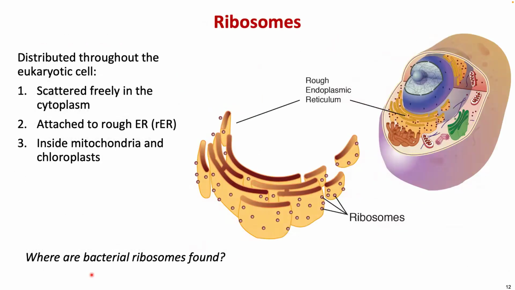They are distributed throughout the whole of the eukaryotic cell. They are scattered freely in the cytoplasm, and they are attached to the rough endoplasmic reticulum, and they are also inside the mitochondria and on the chloroplast. Here is a clear example of how it looks. Within the cell, this is the whole cell, and within it, we have the ER. Now this is the magnification of the ER, and around the ER, we have the ribosomes on it.